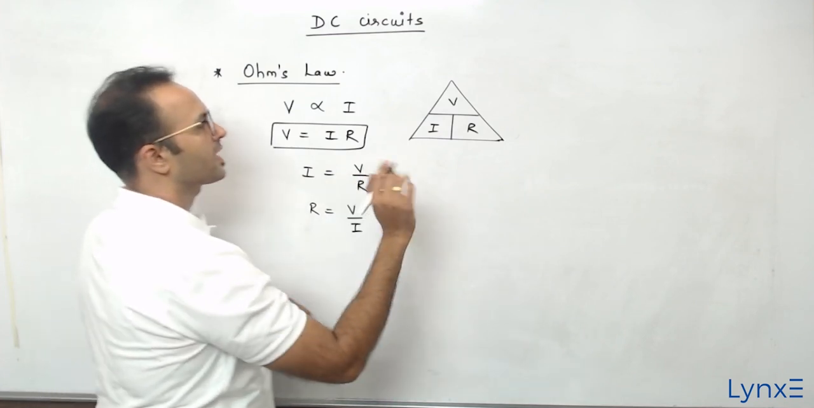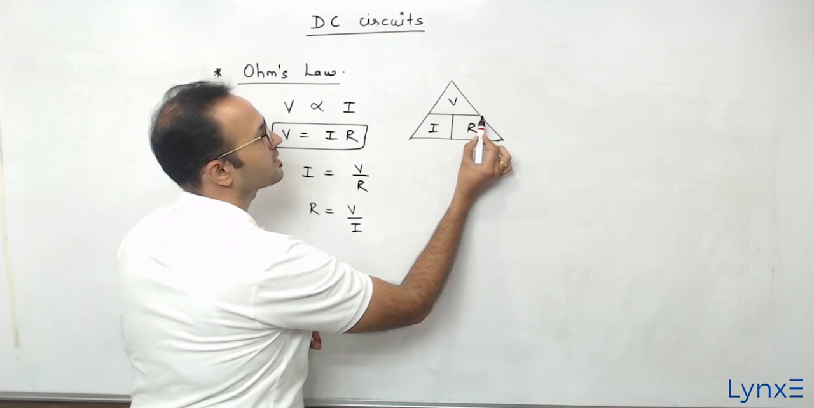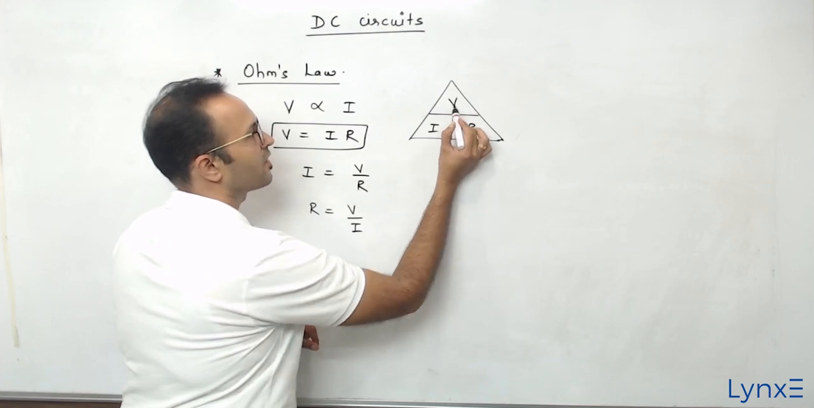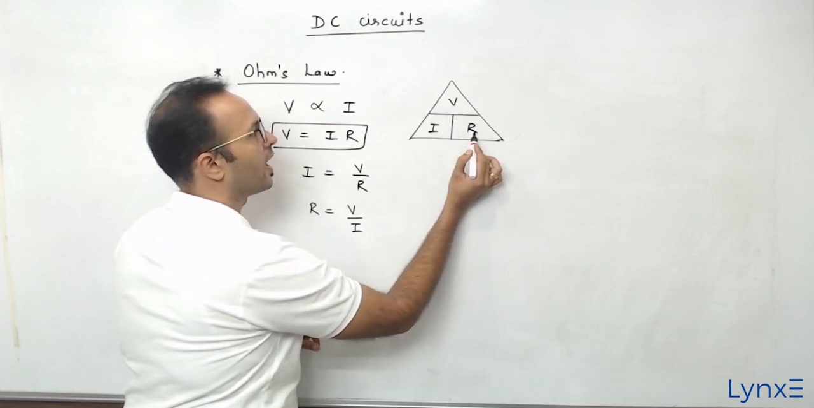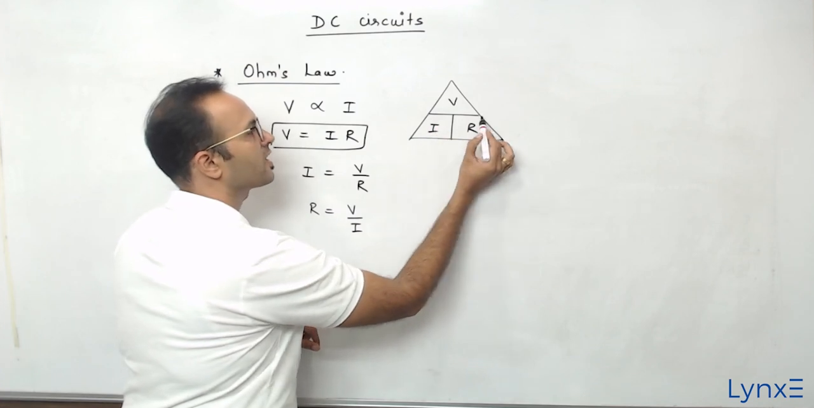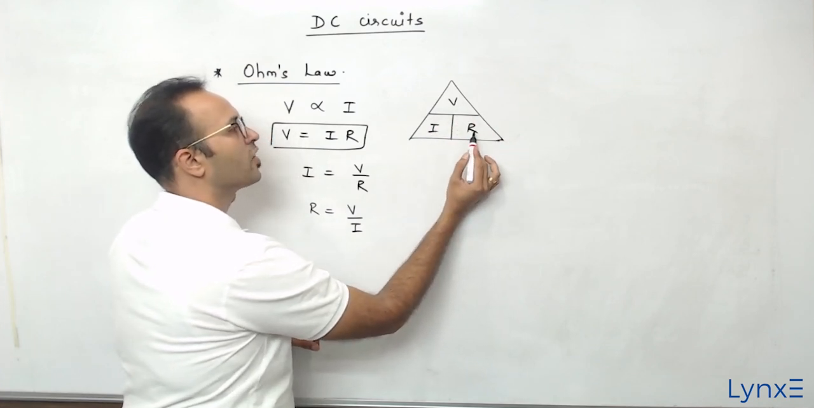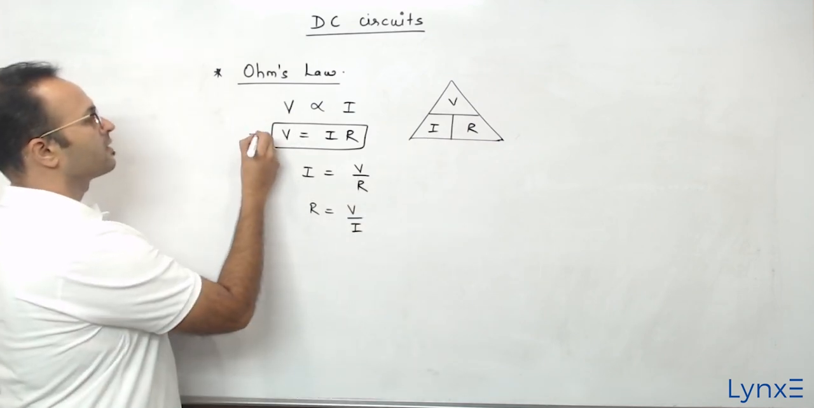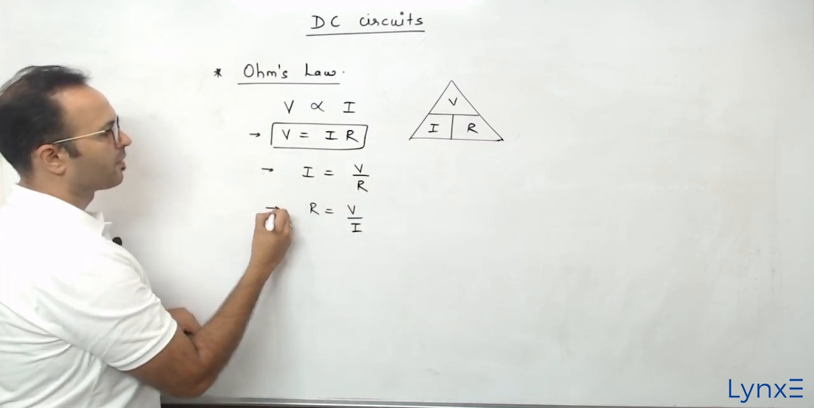It is simple. The horizontal line is nothing but a divide line, and the vertical line is nothing but the multiplication line. So when we want V, it is I into R. When we want I, the horizontal line is dividing, so V by R. When we want R, we define it as V by I. So these are the three equations you can remember for Ohm's law.